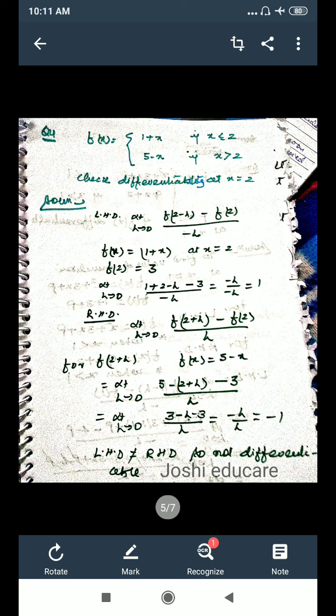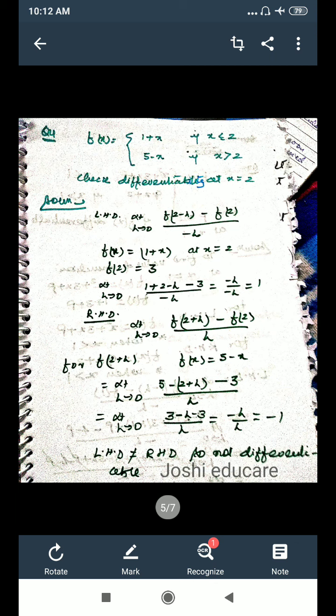Now see, in this question what you have to do, while calculating left hand derivative, means we will calculate at x less than 2, you will use this as a function. While calculating right hand derivative, we'll use this as a function, as we generally do in case of continuity. Right hand means you have to calculate value at x something greater than 2, or left means calculate value something less than 2. So while calculating left hand derivative, we'll use this as a function. While calculating right hand derivative, we'll use this as a function.